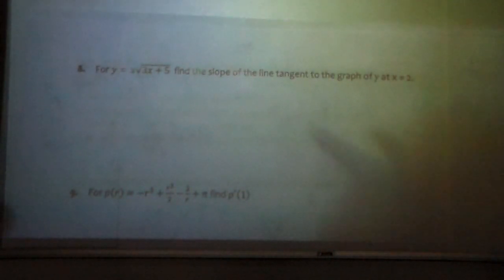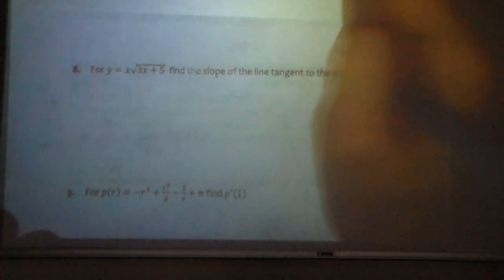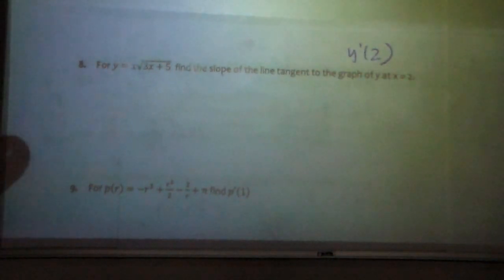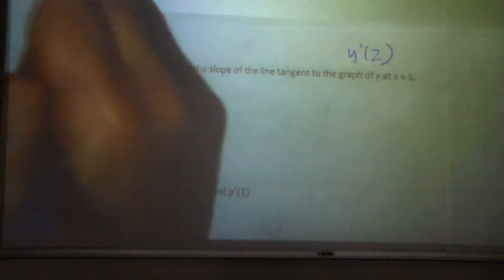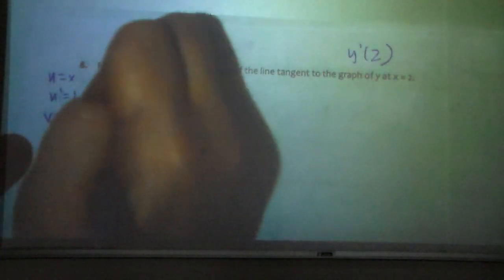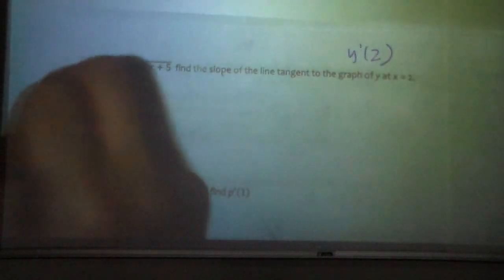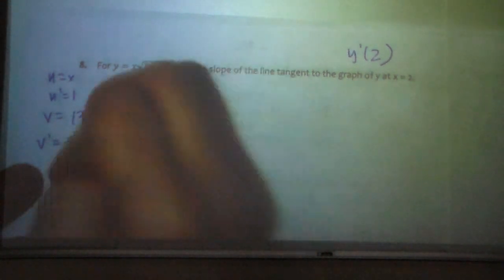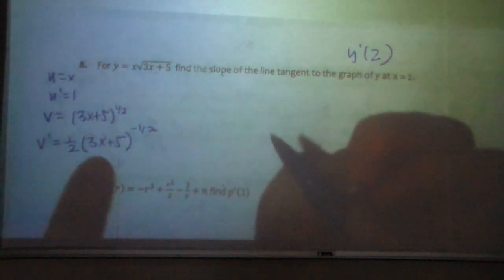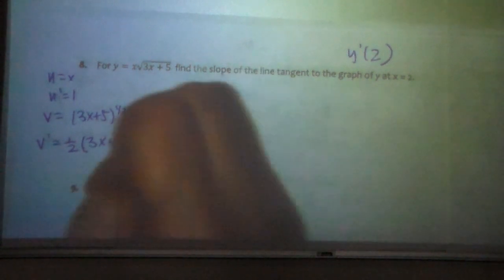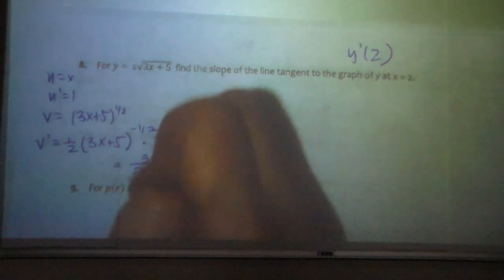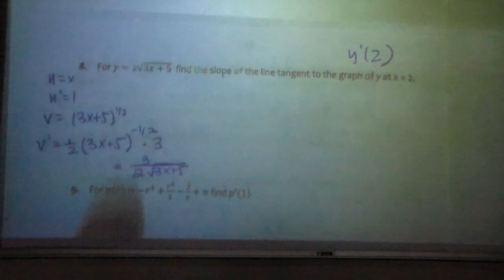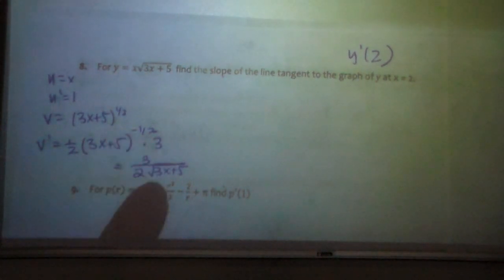Here we've got definitely product rule. I'm just asking for the slope of the tangent line, so that would be just y prime of 2, and I want the whole equation. So u is x, u prime meaning 1. v is (3x plus 5) to the 1/2. I'm going to use chain rule here, so v prime would be 1/2, now it's the power of -1/2 when I subtract 1. Leave the inside alone, and then multiply by derivative of the inside, which is 3. So this is just 3 over 2 square root of 3x plus 5, and I put it on the bottom because this was a negative power.